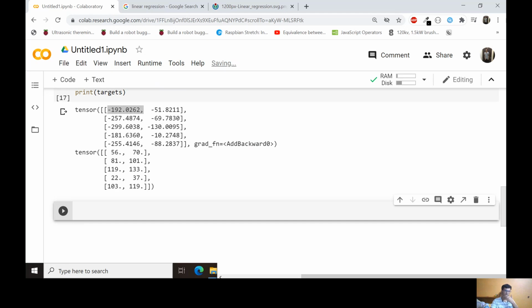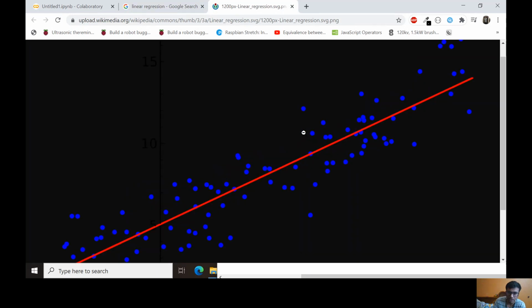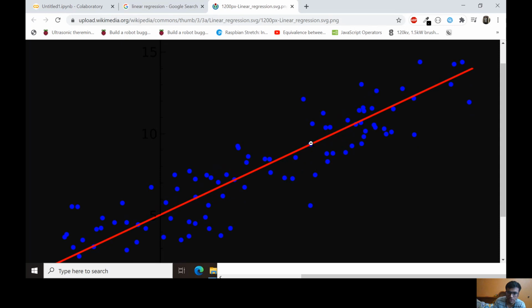Now how to do that? The thing is, I have just showcased it. Let's just think of it as if our answer is this. If our answer is this at this point and we got this, what's the error?